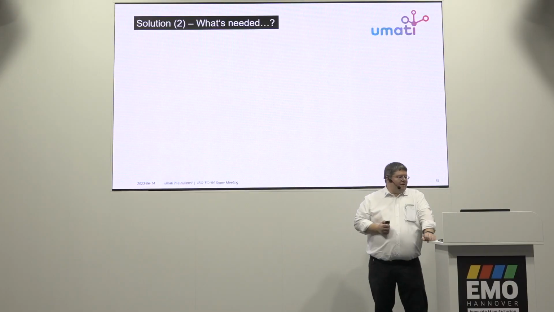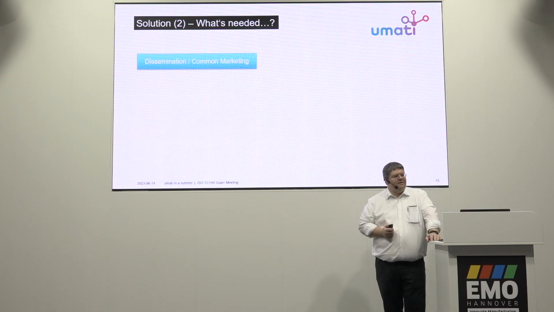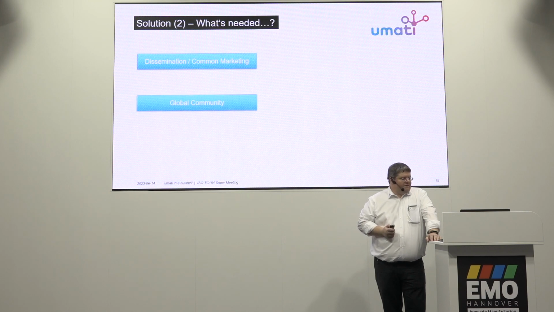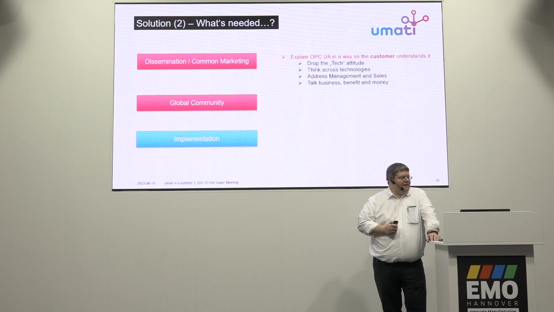Or to put it differently, what does it need? Well, somehow we need to tell the market that this does exist. Only because you've written a standard, only because there is a DIN or ISO, whatever, no one will know it, no one will use it. We create a kind of global community and we need to implement it. Let's talk about the first two, the marketing aspect of things.